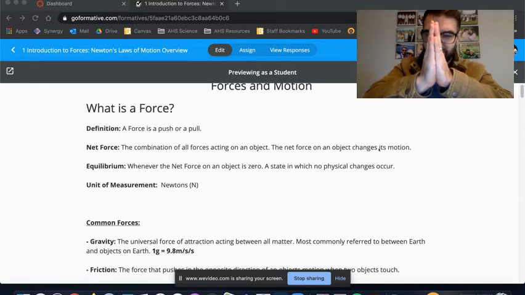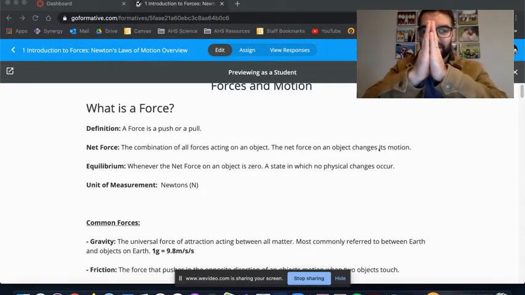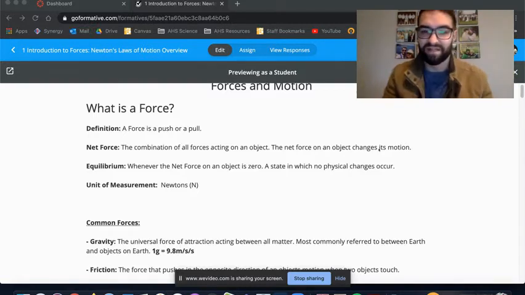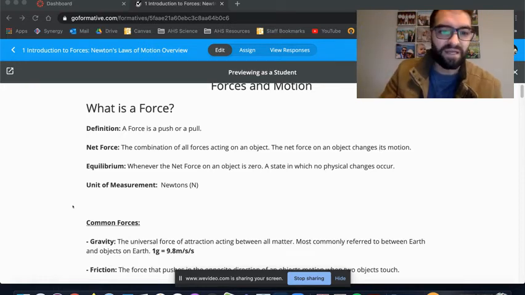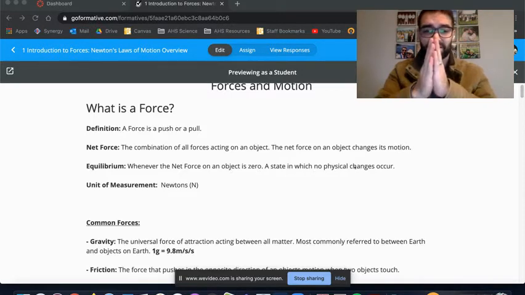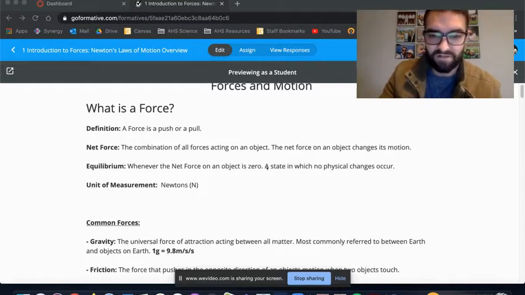If the net force is 0, then there's no motion. The object is going to be basically forced to sit still. But if there is a net force in any direction, then there is going to be movement. Equilibrium, to go back to the net force: whenever the net force of an object is 0, it is the state in which no physical changes occur. So this would be considered equilibrium, because both forces are equal, and therefore the net force is 0 and no changes happen. That's equilibrium.